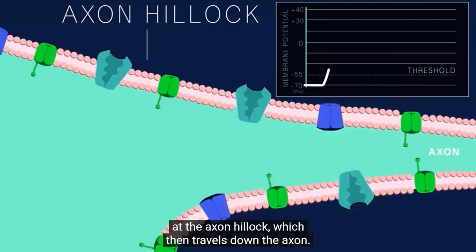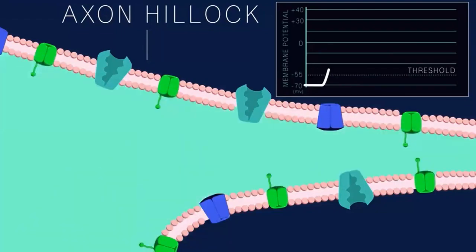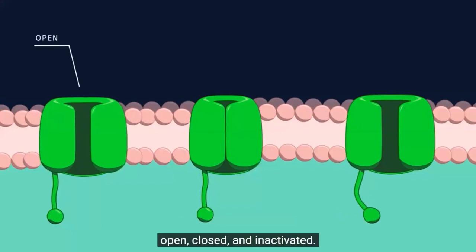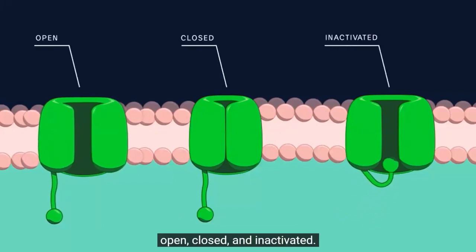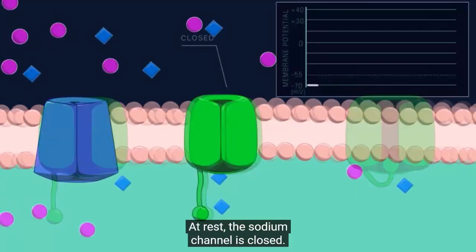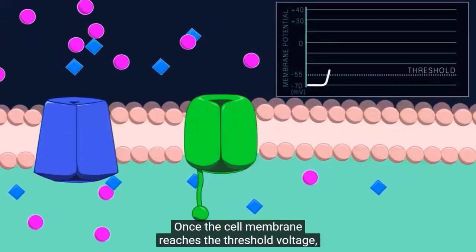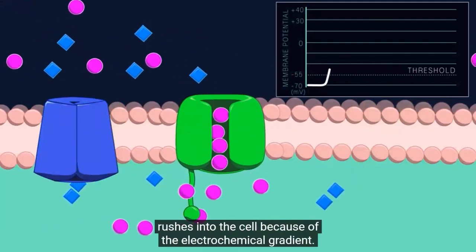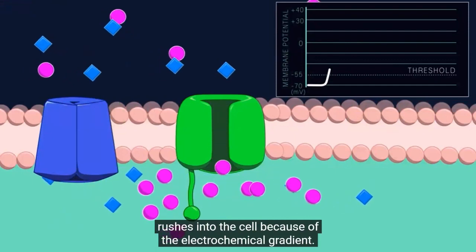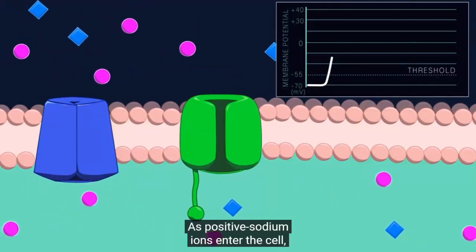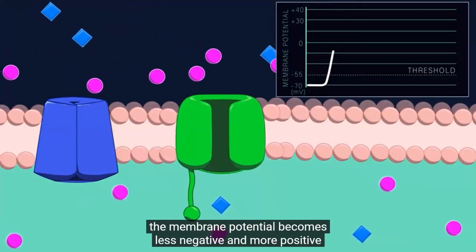Voltage-gated sodium channels have 3 states: open, closed, and inactivated. At rest, the sodium channel is closed. Once the cell membrane reaches the threshold voltage, the channel changes to an open position, and sodium rushes into the cell because of the electrochemical gradient. As positive sodium ions enter the cell, the membrane potential becomes less negative and more positive as it approaches 0 millivolts. This is called depolarization.